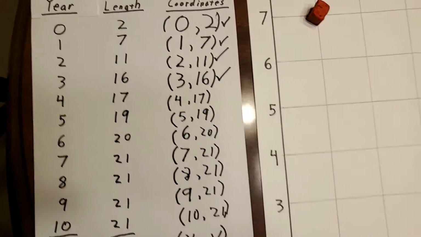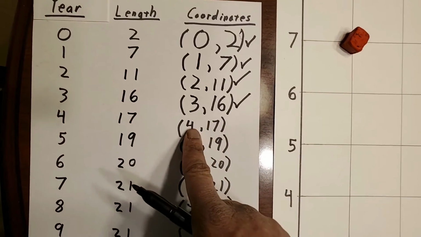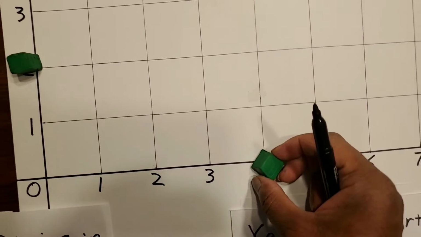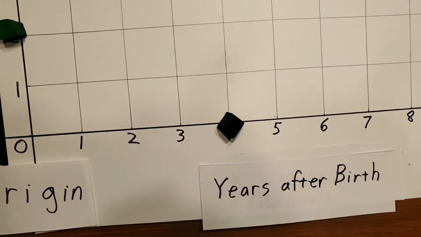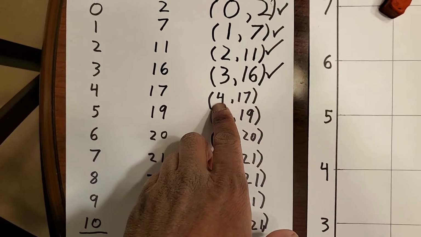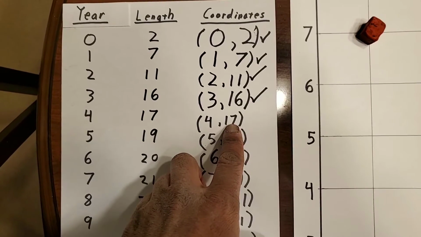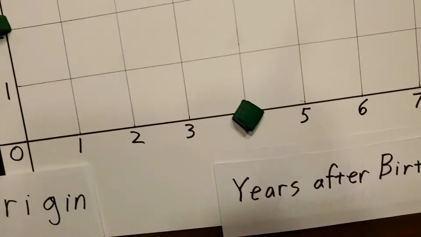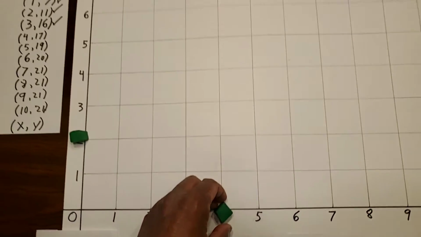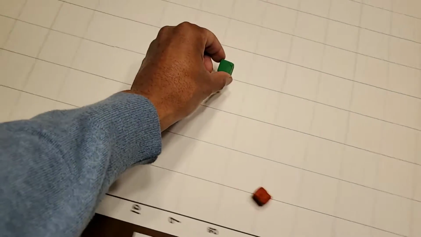Let's go to year 4. In year 4, where's the X-axis? It's on the 4. So let's put this one on 4. Okay, now let's go back. Year 4, how many inches did it grow? Where's the Y-axis? The Y-axis is 17. So where are we going to move this one up to? We're going to move it all the way up to 17.